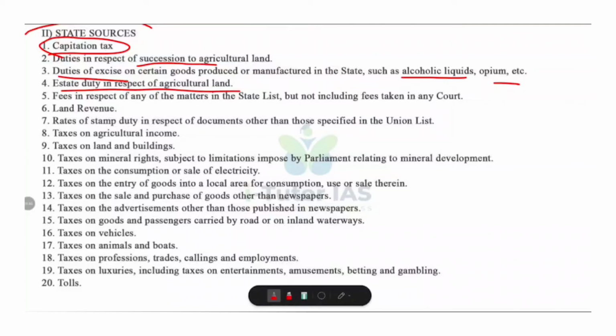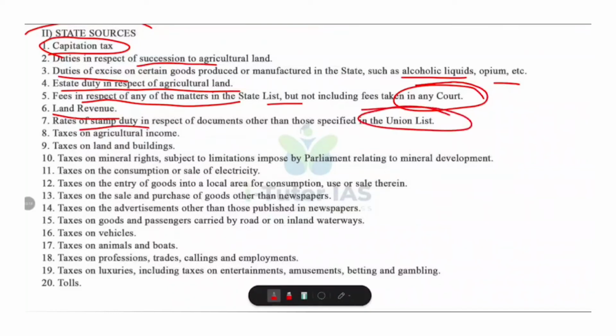Then fees on state list subjects, and remember that except court fees is a source for state government. Then land revenue. Traditional and important revenue from land holdings is also a source of revenue for state government. Then stamp duty on certain documents. Stamp duty on documents are not covered under the union list. Remember that, okay? So it is covered under the state list.